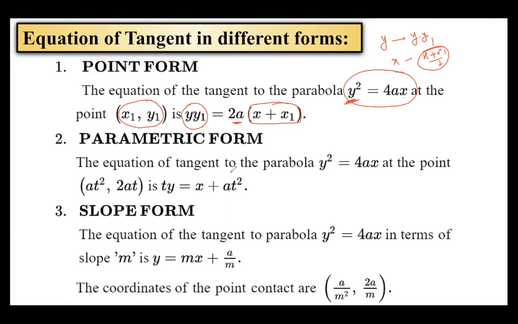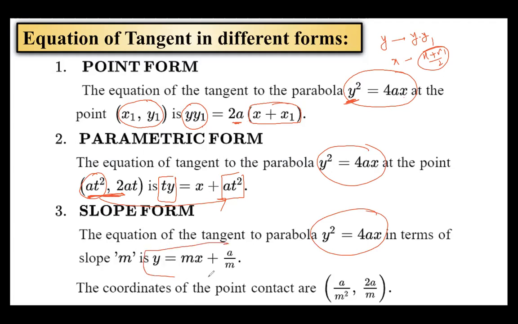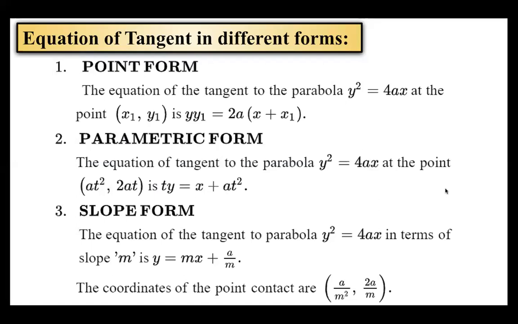Now the parametric form. For the parabola y squared equal to 4ax, at the point at squared, 2at, it is ty equals x plus at squared. Then we have the slope form of the parabola, y equals mx plus a over m. The coordinates of the point of contact are a over m squared and 2a over m. So three forms: point form, parametric form, and the slope form.